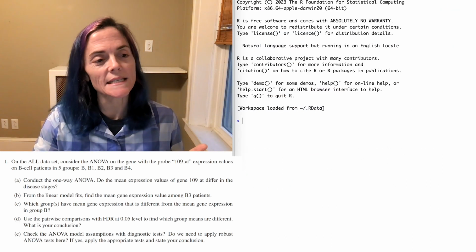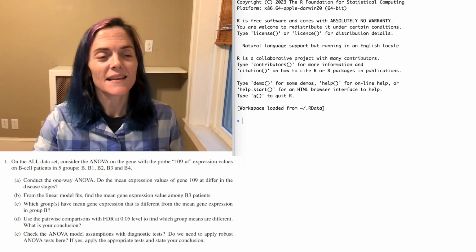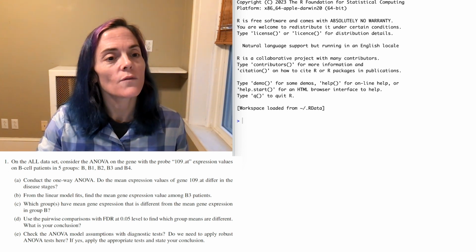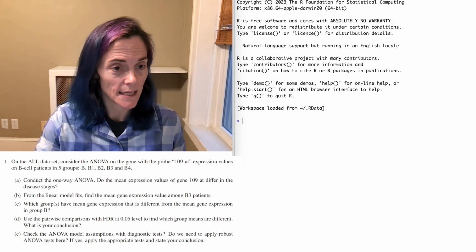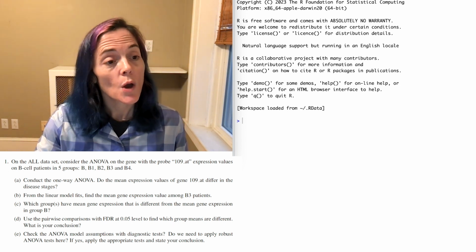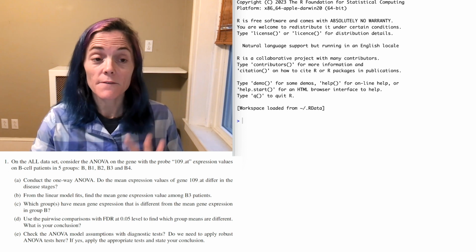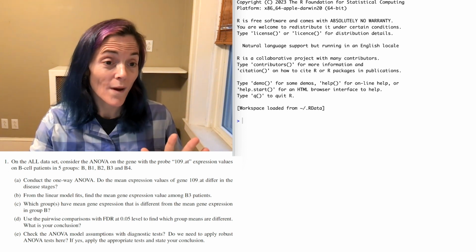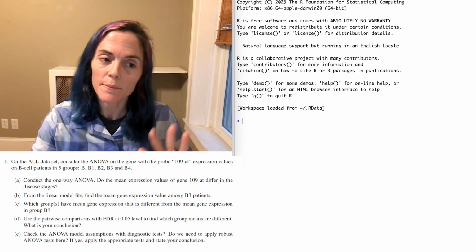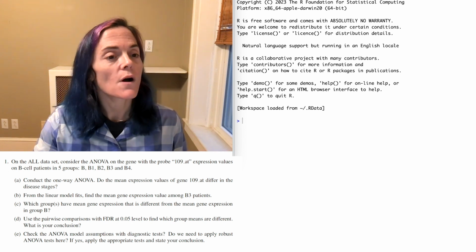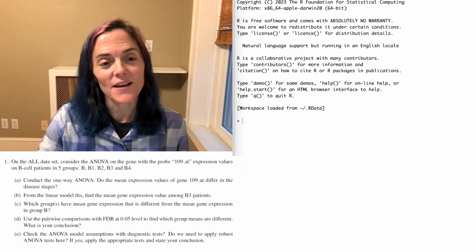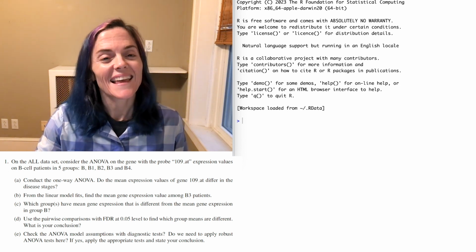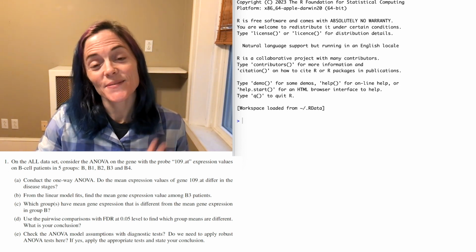So the first question on the ALL data set, consider the ANOVA on the gene with probe 109AT expression values. We want to use B cell patients in 5 groups: B, B1, B2, B3, and B4. First of all, we need to conduct a one-way ANOVA. Do the mean expression values of this gene differ in the different disease stages?